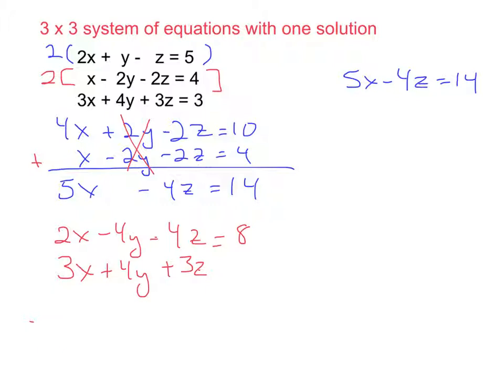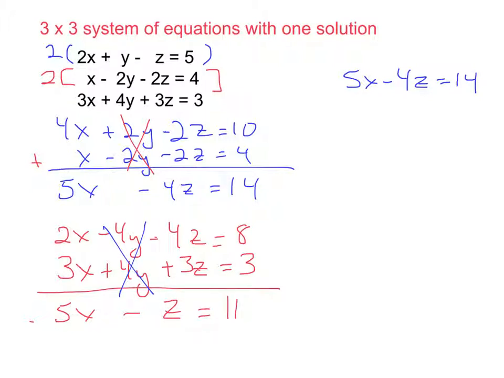Again, sometimes it's necessary to multiply both equations by a number so that things eliminate. So now we can see that the 4y's cancel, the negative 4y plus 4y cancels, and I end up with 5x minus z equals 11. Okay, so now I'm going to put that equation. So this equation went up here, and now this one is going to go up here. So I have 5x minus z equals 11.